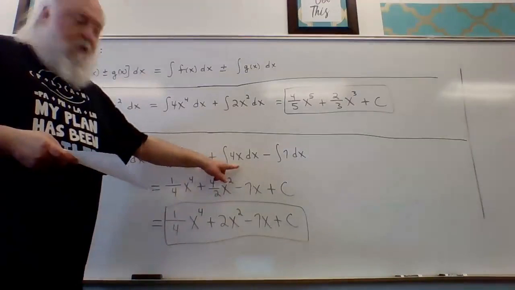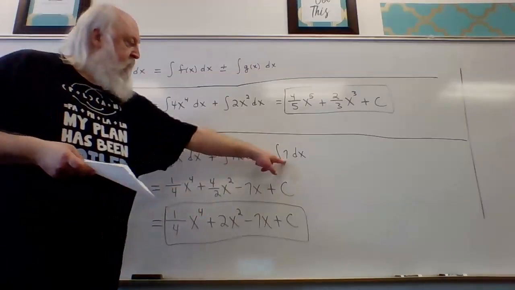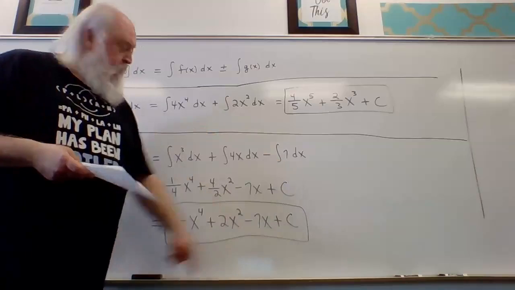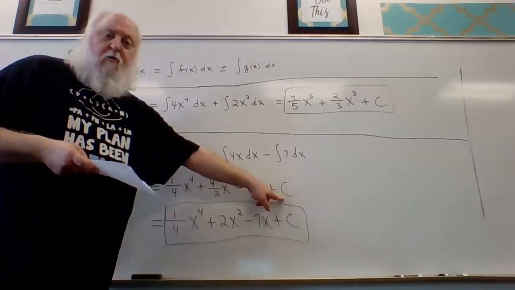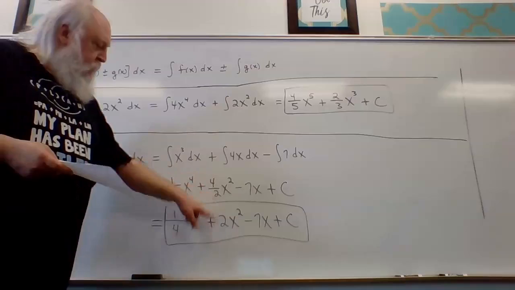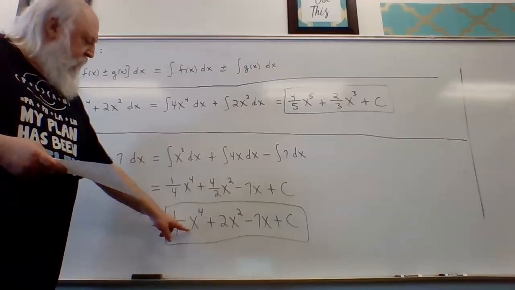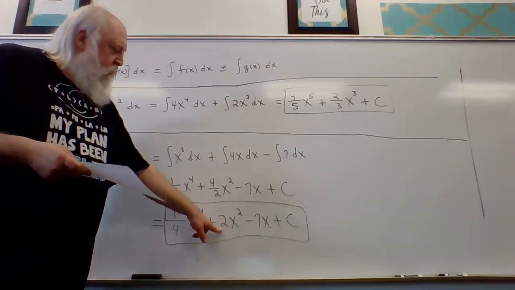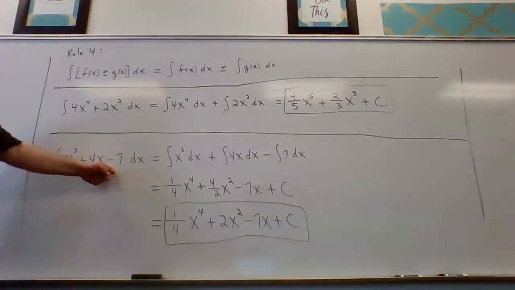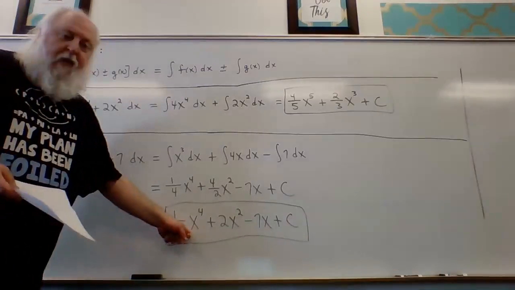The antiderivative of 4 times x is 4 times x squared over 2. And the antiderivative of minus 7 is minus 7x, right? This is a constant. And then we add our arbitrary constant c at the very end, after we're all done anti-differentiating. Well, 4 over 2 simplifies to 2. And so this simplifies to 1/4 times x to the fourth plus 2x squared minus 7x plus c. So the antiderivative of x cubed plus 4x minus 7, anti-differentiating term by term, is this in the rectangle right here.